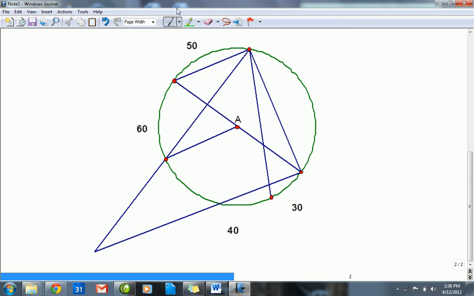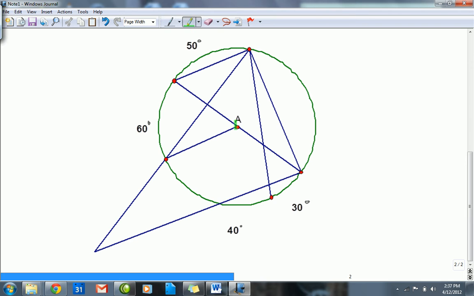So here's a problem that asks us to find all angles relative to the circle, and these are actually degree measures of some of the arcs. And so the first thing I want to do before I find all the angle measures is find all the arc measures, because I need the arc measures to find the angle measures.